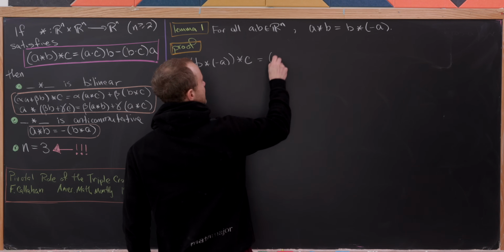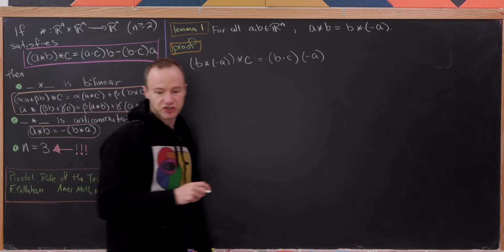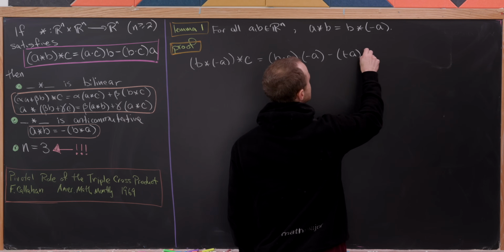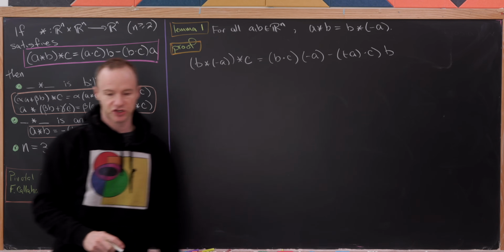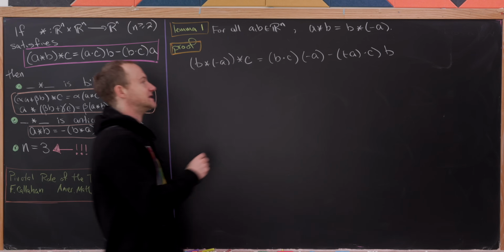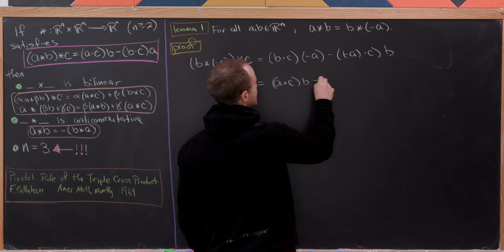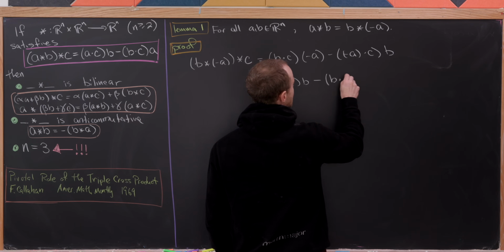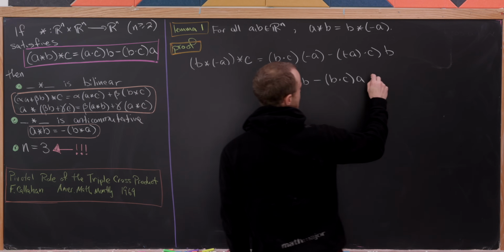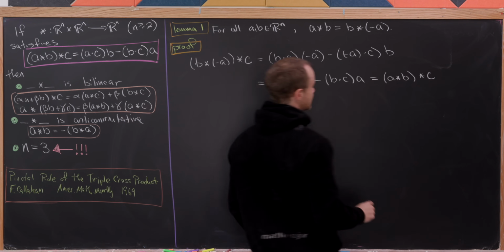Okay, so this is going to be equal to B dot C, and this is going to be in the negative A direction, minus negative A dot C, and that is in the B direction. But now we're in this world with the dot product. We can use dot product identities. And that'll allow us to write this as A dot C in the B direction minus B dot C in the A direction. But let's observe that that's exactly this right here. So in other words, this is equal to A star B star C.